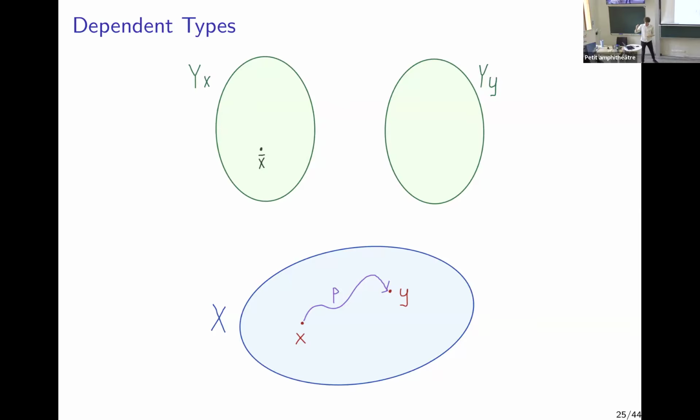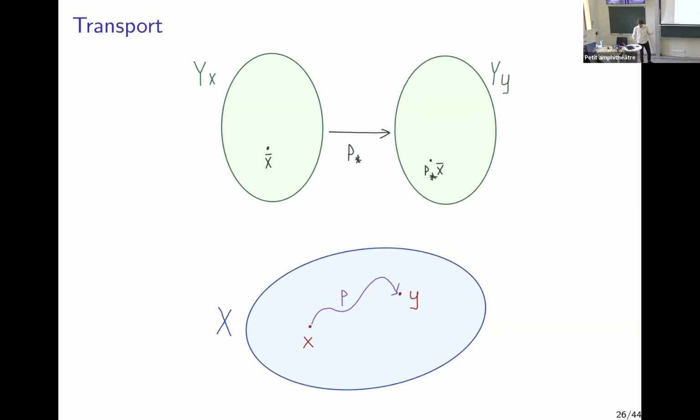But this must be suitably behaved in some way, meaning that whenever two points x and y are equal, meaning that we have a path going from x to y, then we can make a function above it, like this transfer function that sends Y x to Y y. And this is a concept known in topology as a fibration, and that is how one interprets dependent types in this setting.